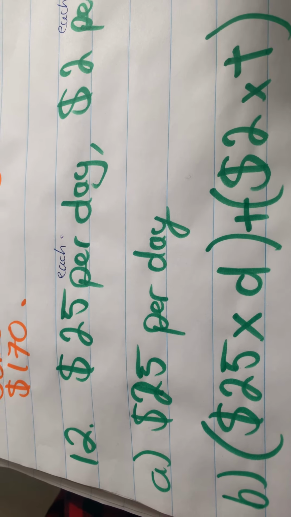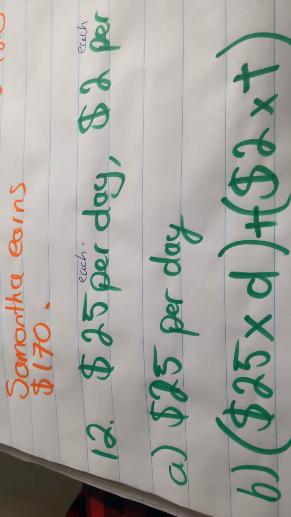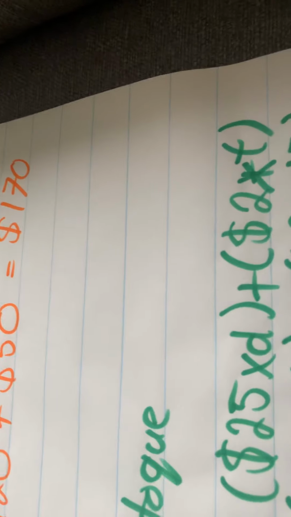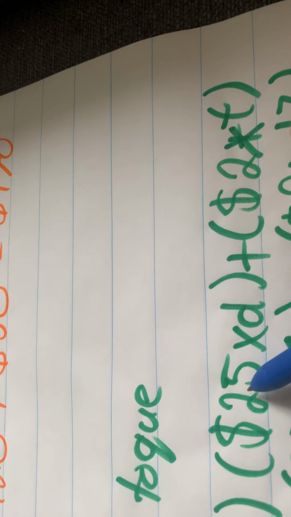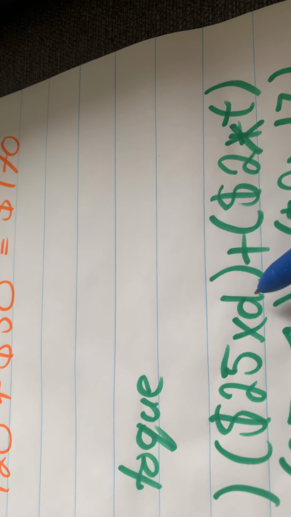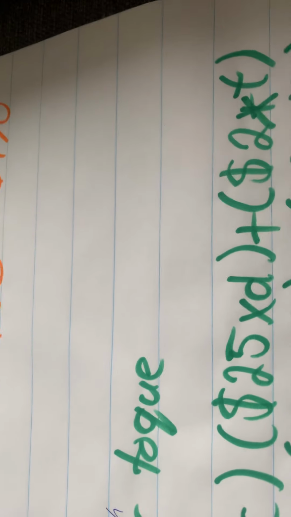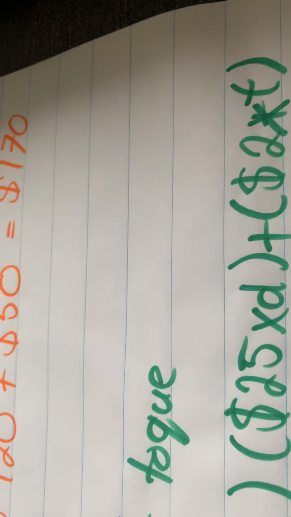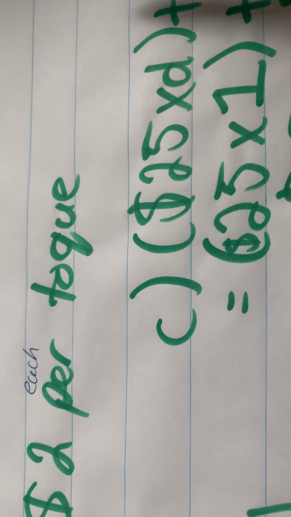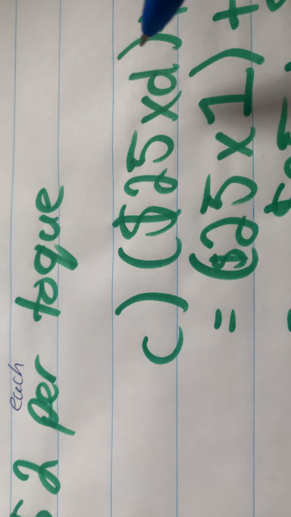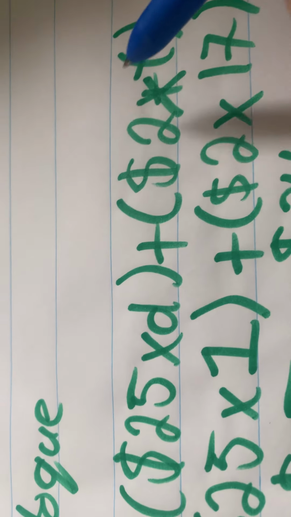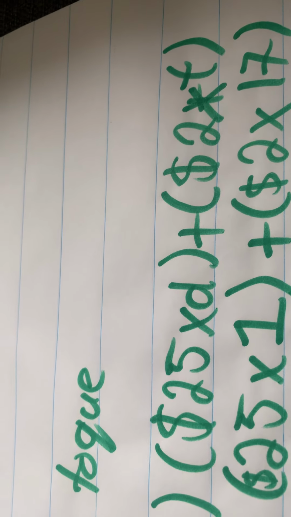Then number C says, how much would he earn if he sold 17 toques? So I have my algebraic expression, 25 times D, or 25 times how many days he works, plus $2 times T. So $2 for every toque. And the question says for one day. So all I did was I took out the D and I put in a 1. And for 17 toques, I took out this T and I put in a 17.